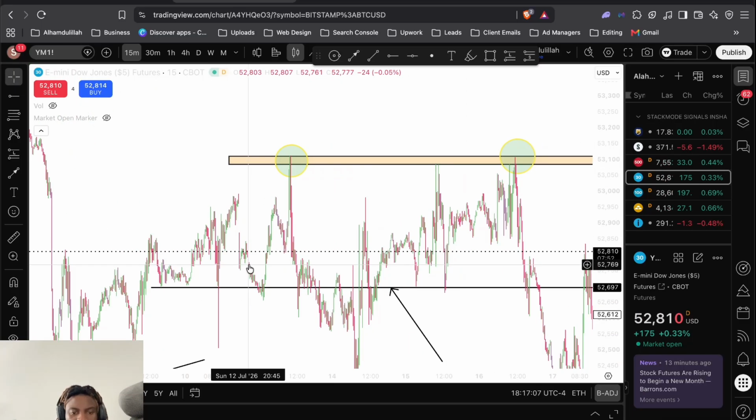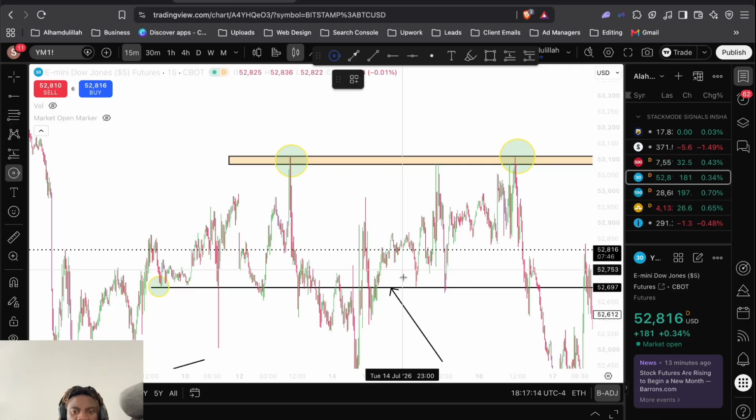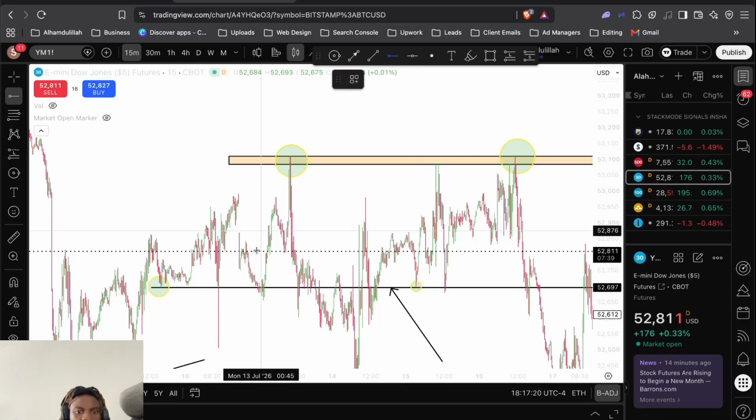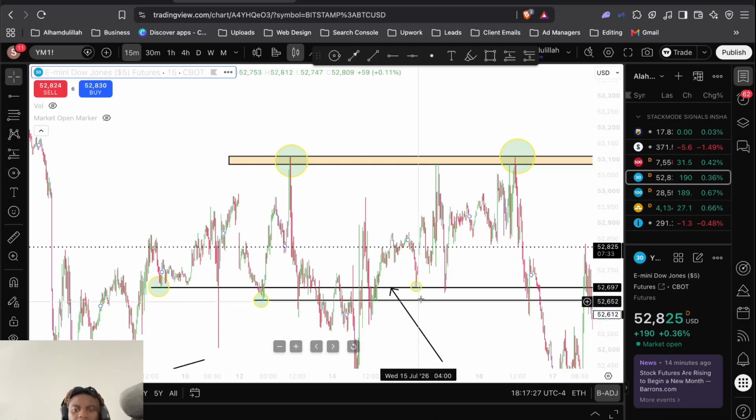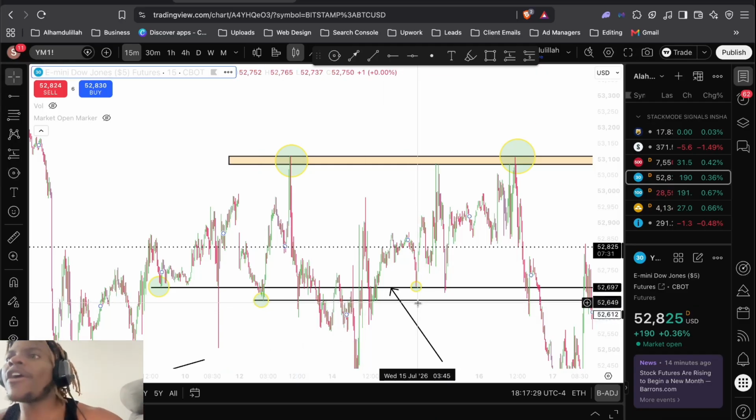So I see here on my 30, this area of support over here. I decided to get tested again over here. Price came back down to it. Boom. And then let's say you had a stop loss below this area of support here. As you can see, we never hit stop loss because there were so many buyers in that area.